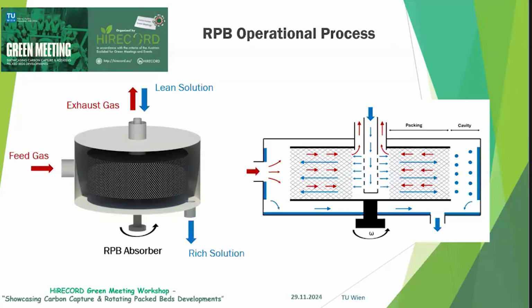Here we have a more detailed view of how an RPB works. We can see the packing and the casing of the RPB, where the feed gas is introduced into the outer radius and the lean solution is introduced into the inner section. We have a counter-current flow arrangement because it greatly enhances mass transfer rates compared to co-current and cross flow configurations. As the liquid moves from the inner to the outer section, it breaks into tiny droplets until it reaches the casing wall, where it accumulates to form a film, which is important for the absorption rate.